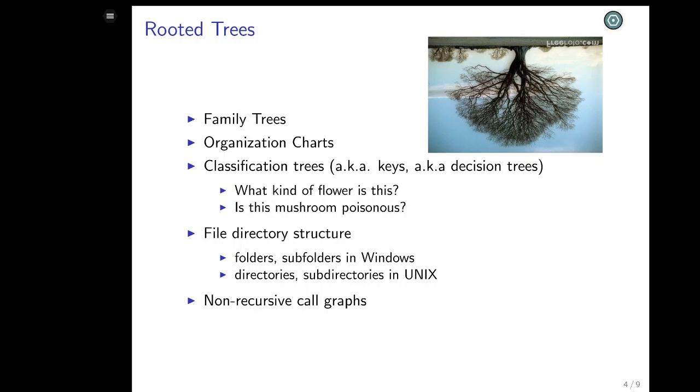Finally, there's call graphs. If you have a call graph in which there's no recursion, so there's no function that calls itself, then that call graph looks like a tree. This is which function calls which other function. That's what a call graph is. So you start at some function, main, it calls a bunch of functions, each one of those calls a bunch of functions. Your compiler builds this thing. When you're compiling your code, it builds a call graph, so it can do optimizations on that call graph. Anyway, trees show up everywhere.